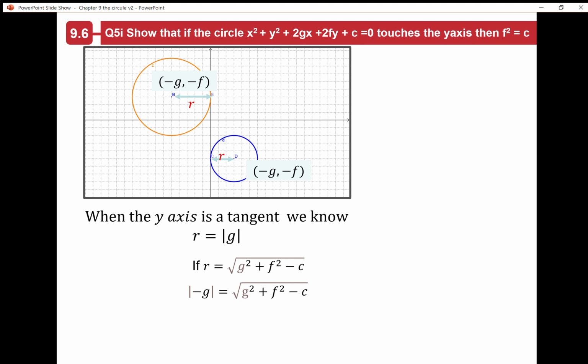Okay, let's try and simplify this equation. We're going to square both sides of our equation to get rid of our absolute value. This gives us g squared is equal to g squared plus f squared minus c. Our g's cancel out and we're left with 0 is equal to f squared minus c. And then rearranging our equation gives us f squared is equal to c.